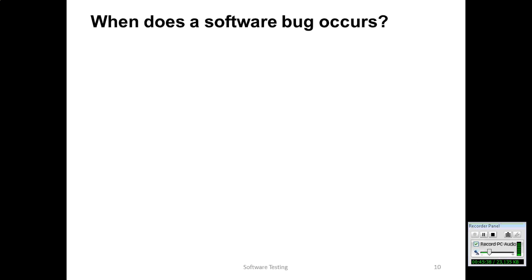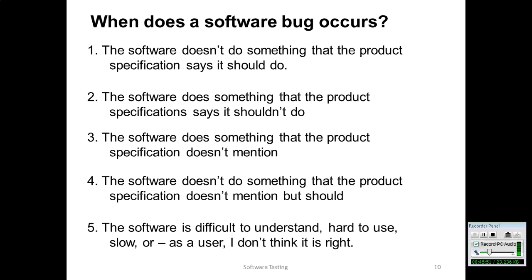But while looking at that, when does a software bug occur? When do you think a software defect happens in an application? Let's see some of those things. These are the 5 things, and if any one of these is true, it means there is a defect, or you can open a defect. Let's discuss in detail.